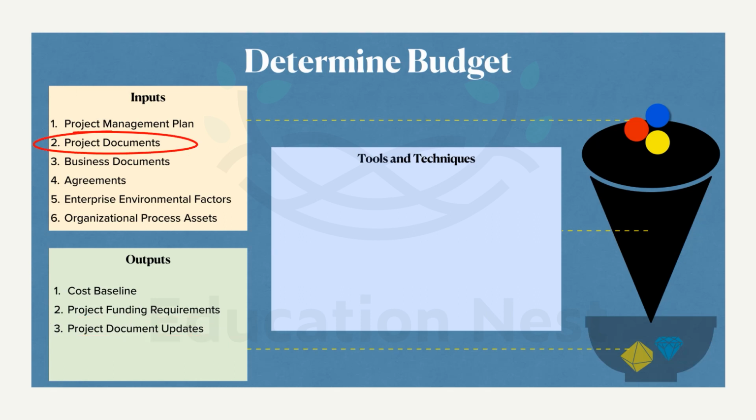Project documents, again, the cost estimates, the project schedule, basis of estimates. Not just the cost estimates, the basis is also considered. So moving on to the business documents, we can use the business case as an important input. The benefits management plan is a document that can also be used as input. Finally, the agreements: MOUs, LOI, NDA, memorandum of understanding, letter of intent, and non-disclosure agreement. These three are very important agreements that we must use to determine the budget. And of course, EEF and OPA, enterprise environmental factors and organizational process assets, act as very important inputs.